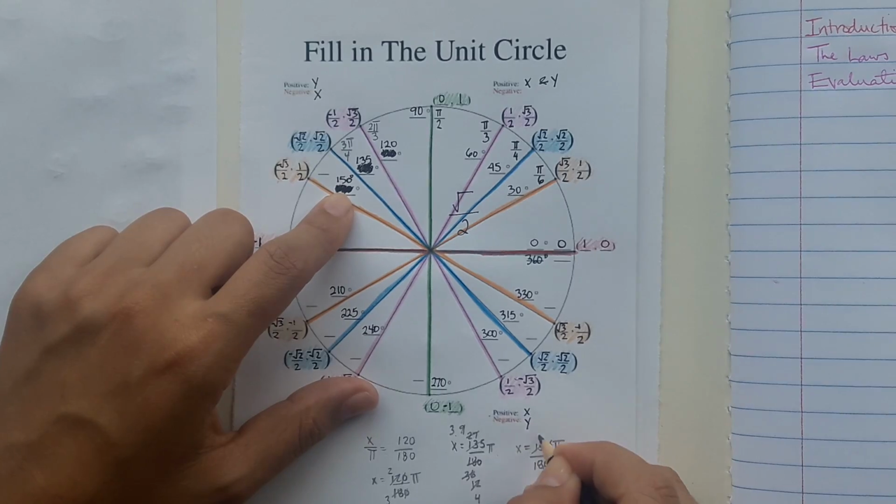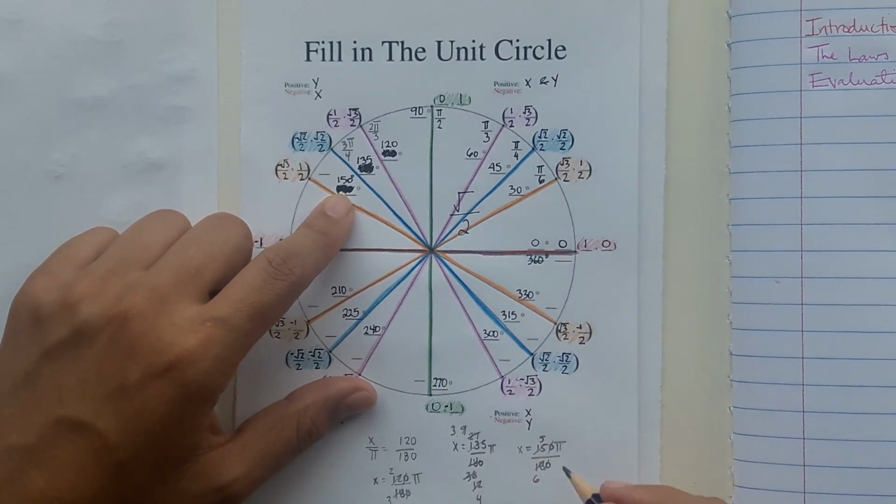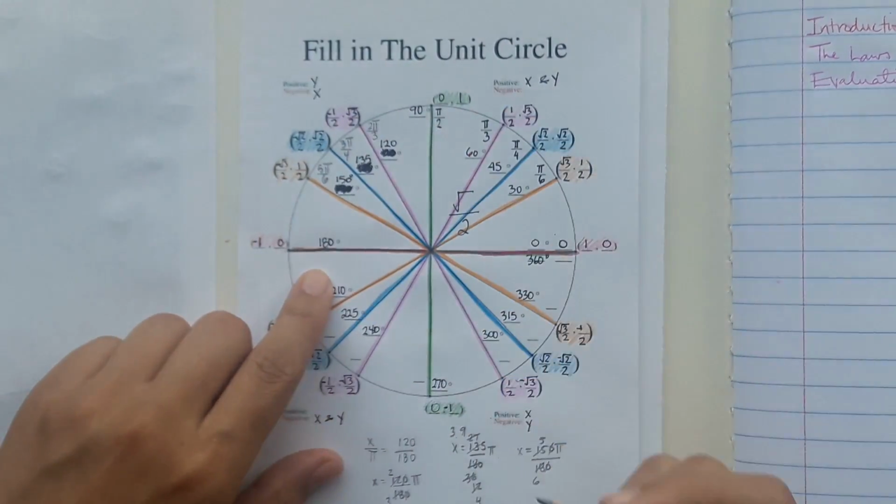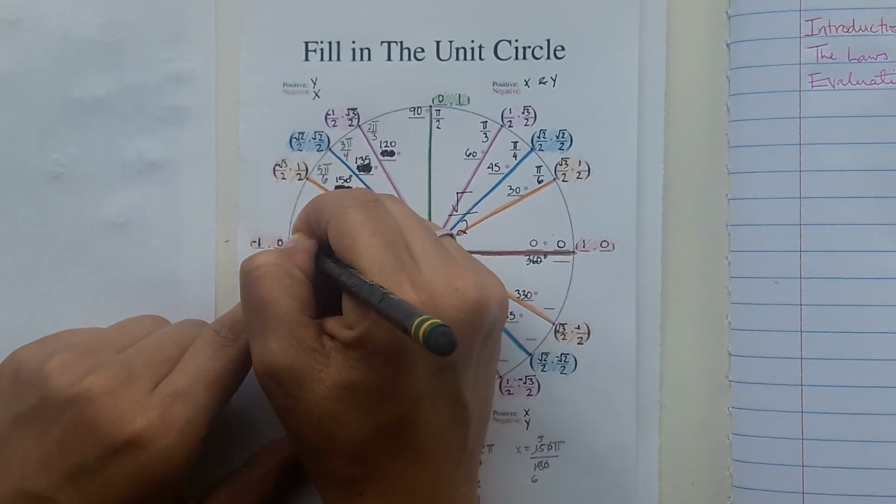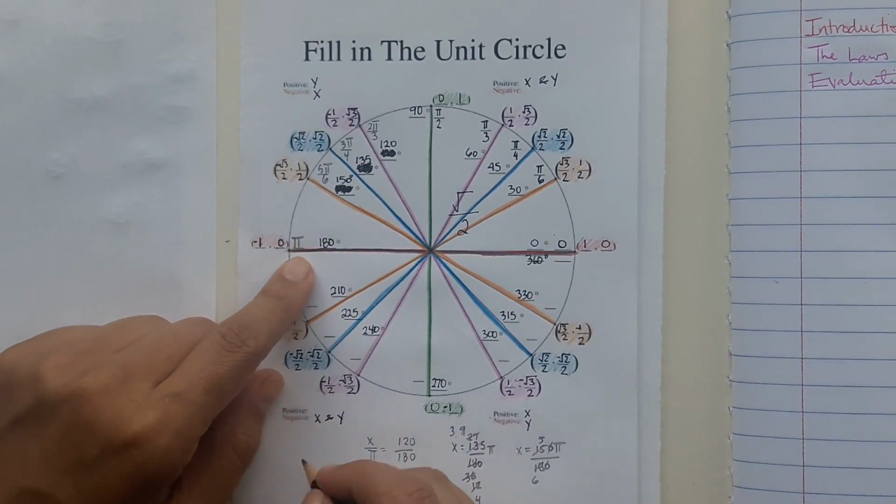Do 150. Simplify that and you should get 5 pi over 6. And you can really keep going all the way around, but I'm going to go ahead and show you the shortcut, although I will have worked them all out.